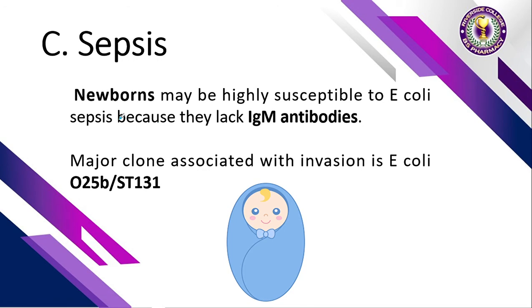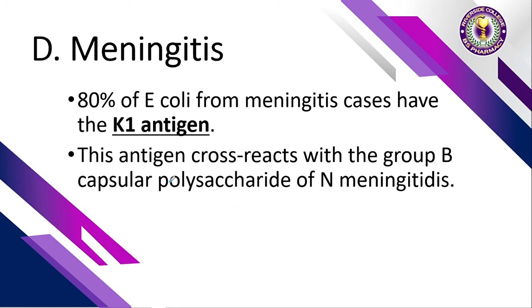Next one, we have the sepsis. Newborns may be highly susceptible to E. coli sepsis because they lack IgM antibodies. The strain naman sang E. coli causing sepsis is O25b-ST131. Please remember that. For meningitis, the toxin is the K1 antigen. It cross-reacts with the capsular polysaccharides of N. meningitidis, causing meningitis. So E. coli works together with Neisseria to produce meningitis.